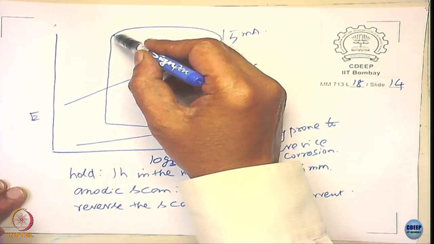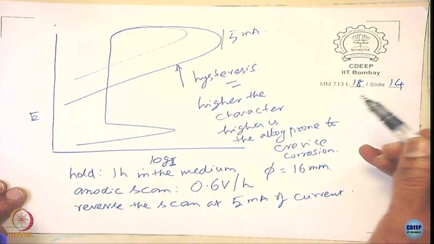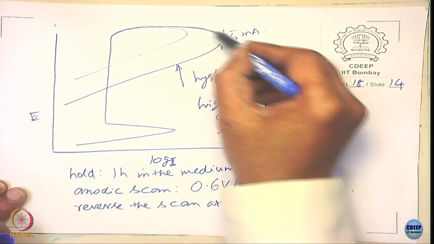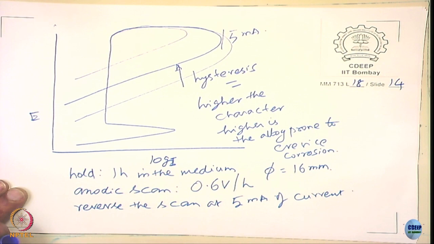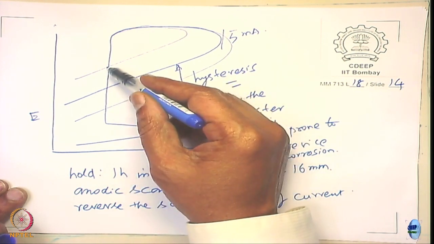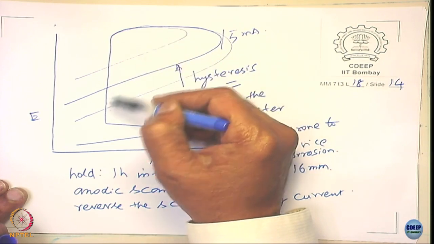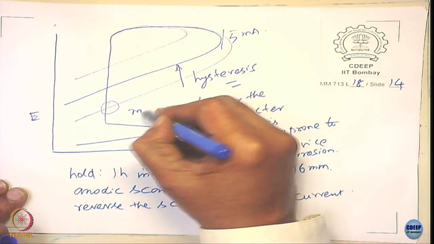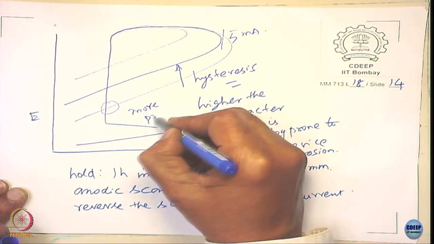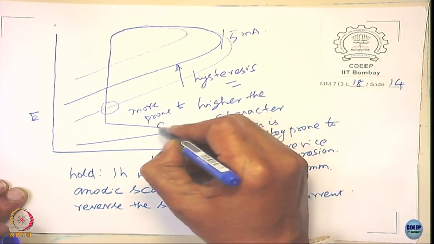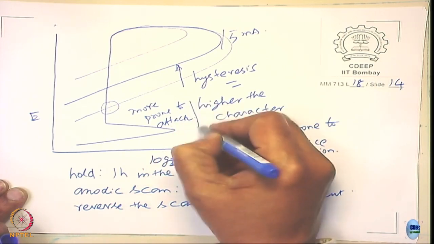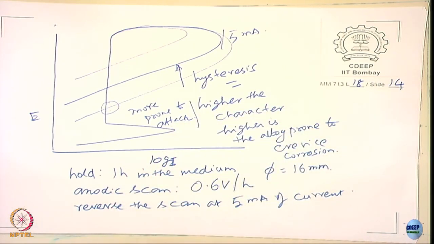So with this, are there any questions? Anybody has questions? Yeah, you see, for example, I had the hysteresis character. You can have something like that, or you can have something like this. So this alloy is not passivating at all. Look at this, and this, and this, and this alloy is more prone to attack. We will see this in a little more detail when we talk about pitting corrosion.